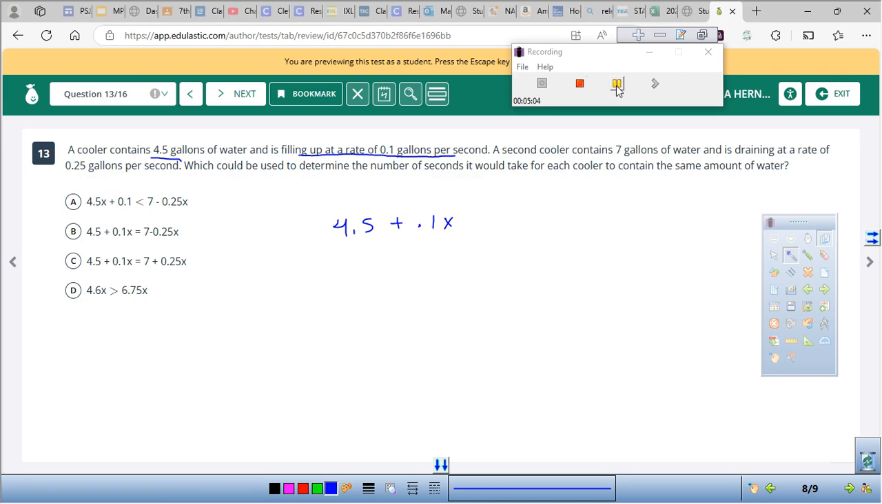And a second cooler, this is cooler 1, has 7 gallons and is draining, keyword draining, so that's going to be minus 0.25x, which could be used to determine the number of seconds it would take for each container to have the same. That should make them equal. No, that one's out. I think that matches that. Oh, that should be negative. So it's this one right here. Okay, pretty easy. Not too bad.